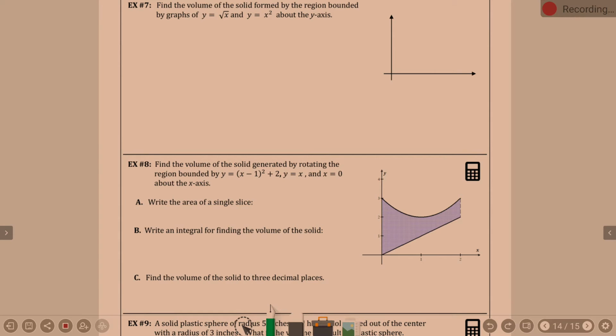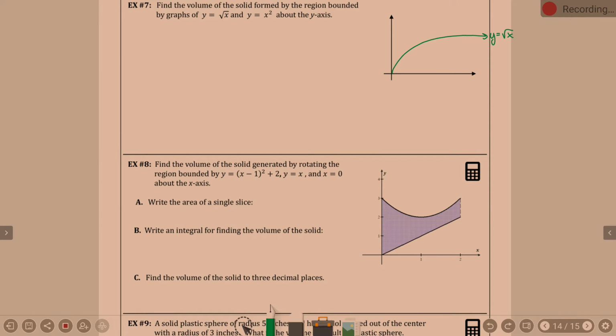Find the volume of the solid formed by the region bounded by the graphs of y equals square root of x and y equals x squared about the y-axis. Okay. Can you visualize what those two graphs are and what they're doing? What's y equals square root of x? It's just y equals positive square root of x. It's just the top of a sideways parabola. What's y equals x squared?